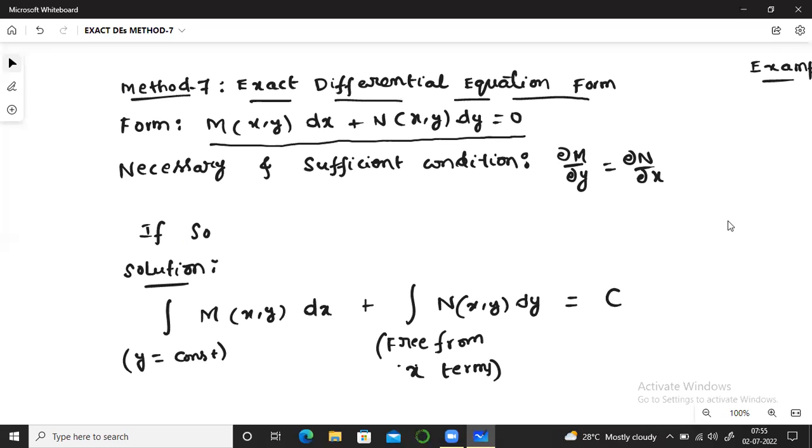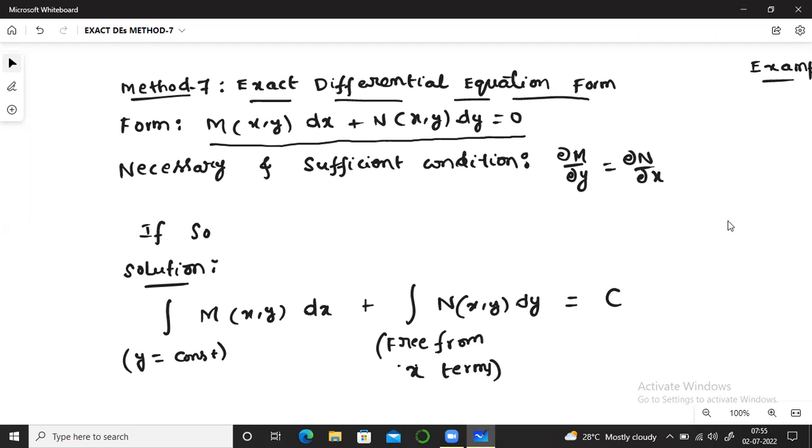Here M and N are functions of x and y. M is a function of x and y, two variables. N is also a function of x and y, two variables. Let us say it may be e power xy, it may be log x plus y, it may be e power x into e power y, like that. So M and N are some functions of x comma y. And if the given equation is in this form, you have to check whether it is an exact differential equation or not.